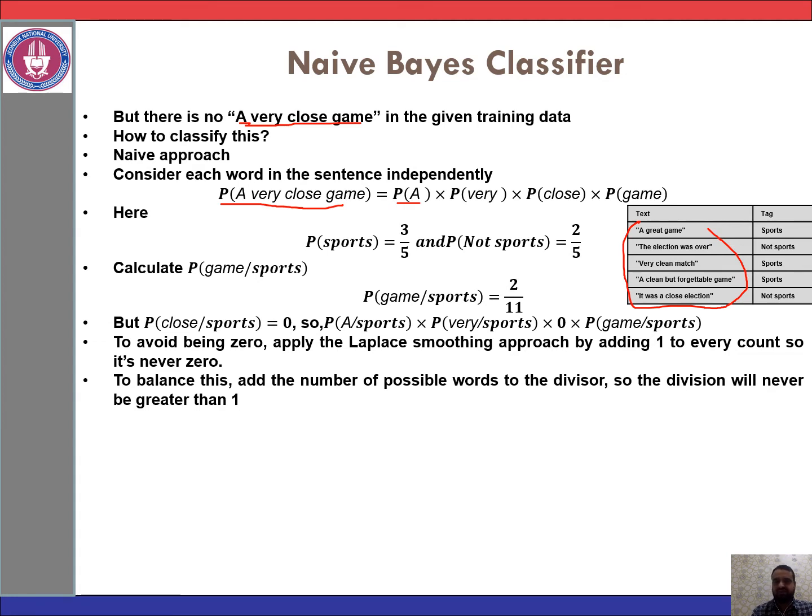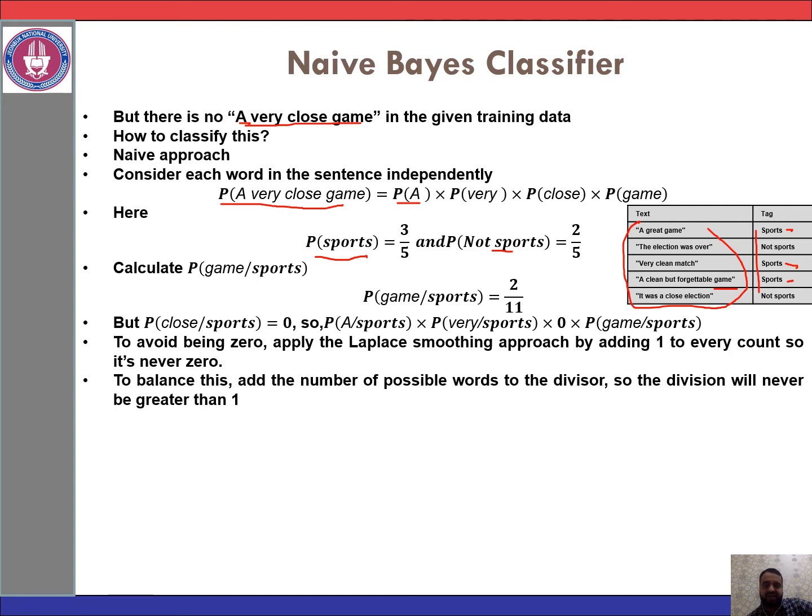Here we know that the probability of sports is equal to 3 divided by 5, because we have a total number of 5 events, and sports is repeated 3 times, 1, 2 and 3. So the probability of sports is 3 divided by 5. Similarly, the probability of not sports is equal to 2 divided by 5, because the not sports tag is repeated 2 times.